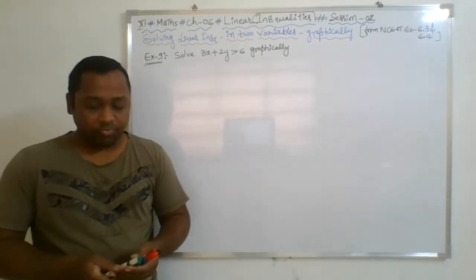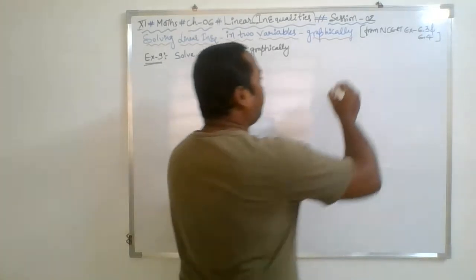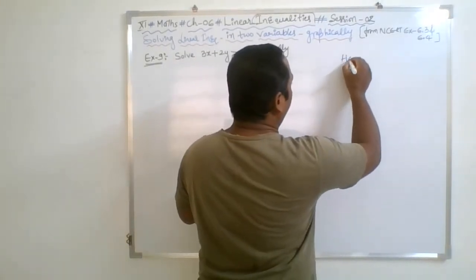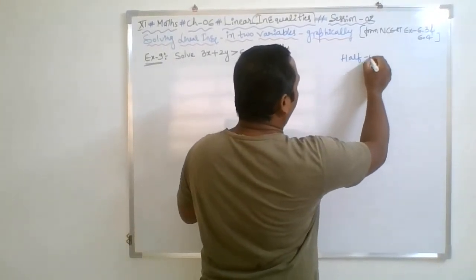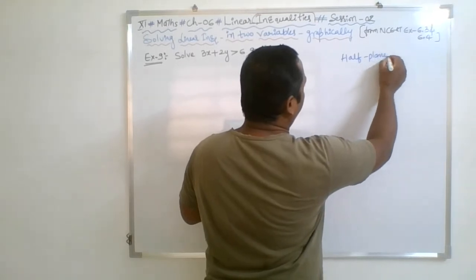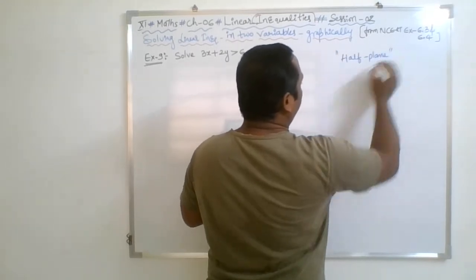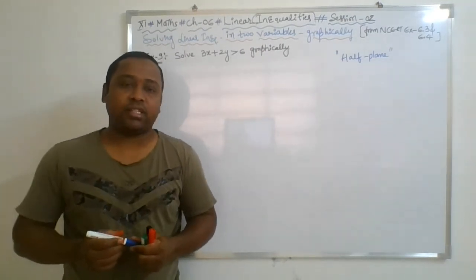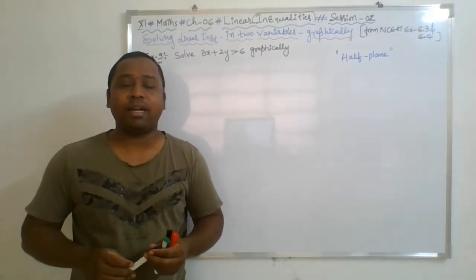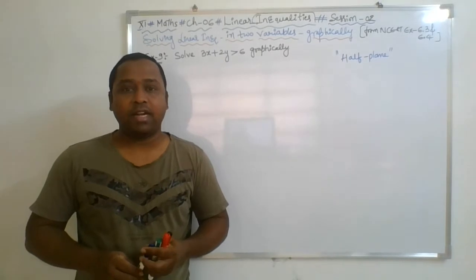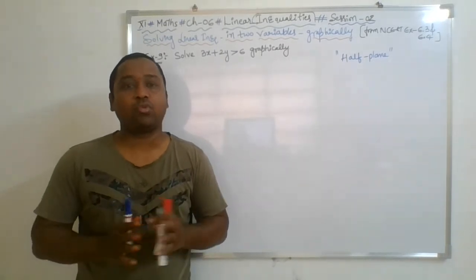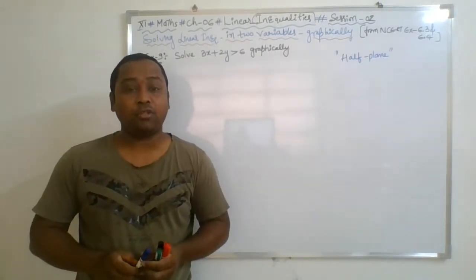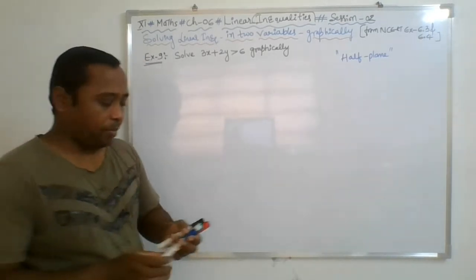One is the term half plane. What is meant by half plane? So when you draw a line in an xy plane, that line divides the entire plane into two equal parts, and each part is known as a half plane.